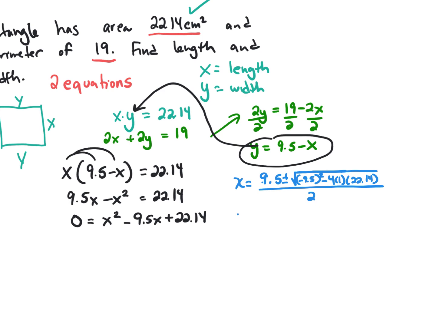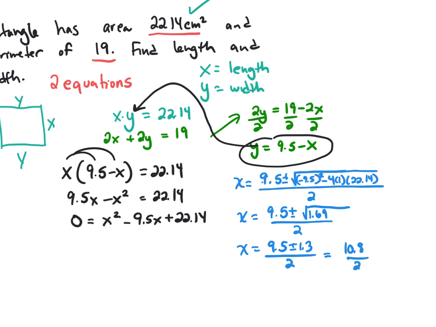So I'm going to put everything under the root into my calculator. I get 9.5 plus or minus the square root of 1.69 over 2. And believe it or not, the square root of 1.69 is a really nice number. It is 1.3. So 9.5 plus or minus 1.3 over 2, which is going to be 10.8 over 2 if I add it, and if I subtract it, I'll get 8.2 over 2. So this one's 5.4, and this one is 4.1. So those are my x values.